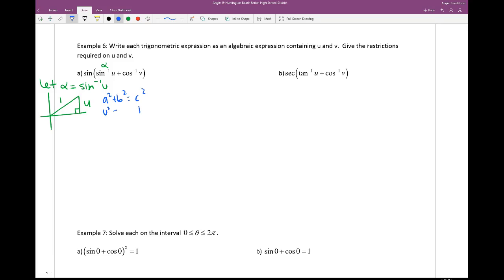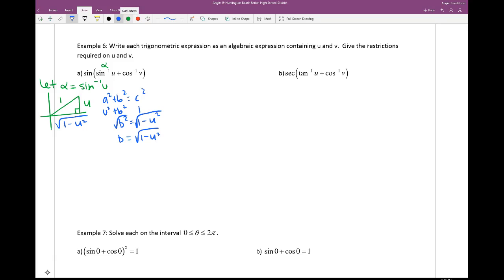A squared is, let's say, u squared plus b squared. So I'm going to solve for b. So b squared equals 1 minus u squared, square root. So as you can see, b is square root of 1 minus u squared. Now, I know because I put it in quadrant 1, everything is going to be positive. So that's alpha.